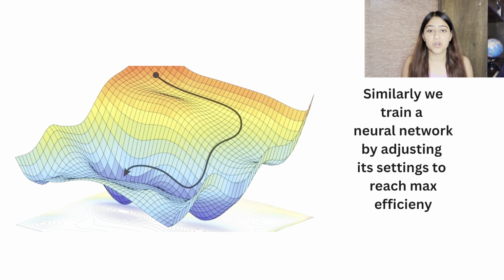Training a neural network works the same way. We start by adjusting the model's settings little by little until we reach that final point of efficiency where it can make extremely accurate predictions and very small mistakes.